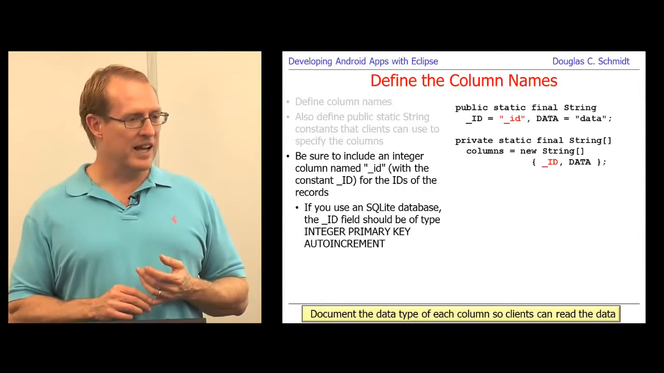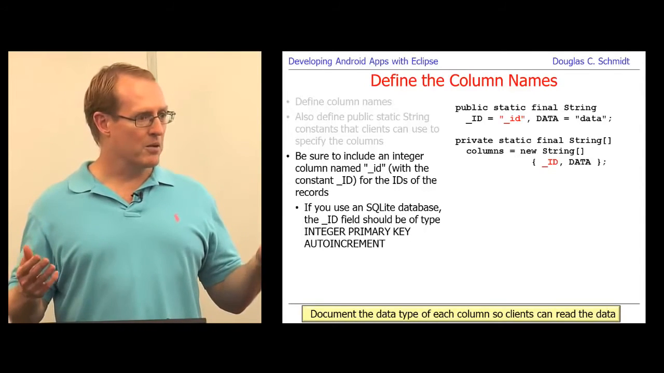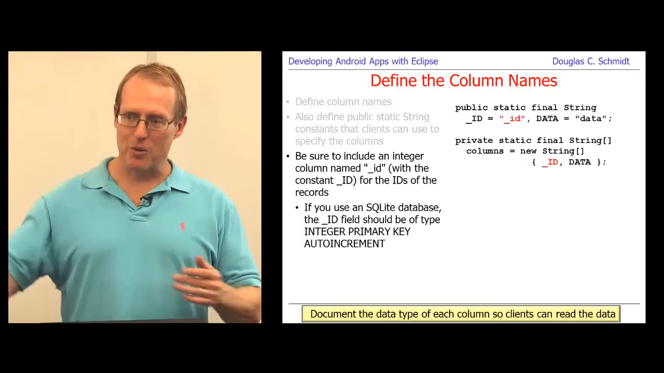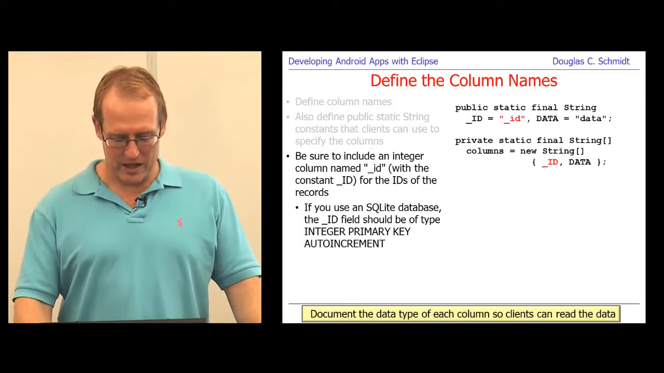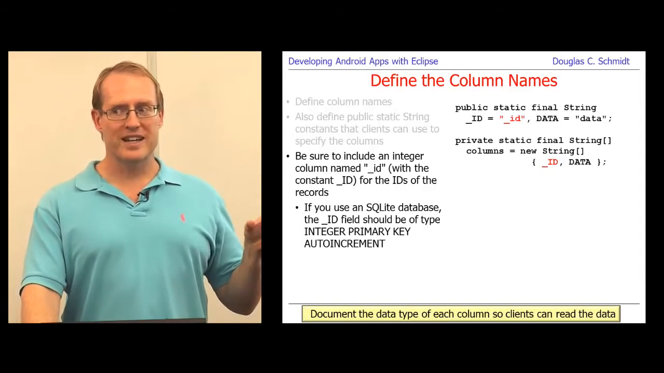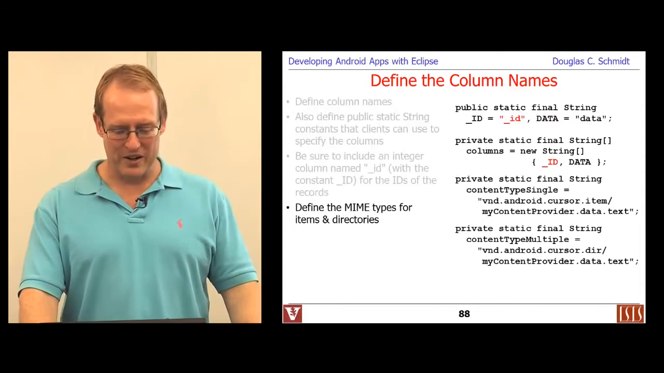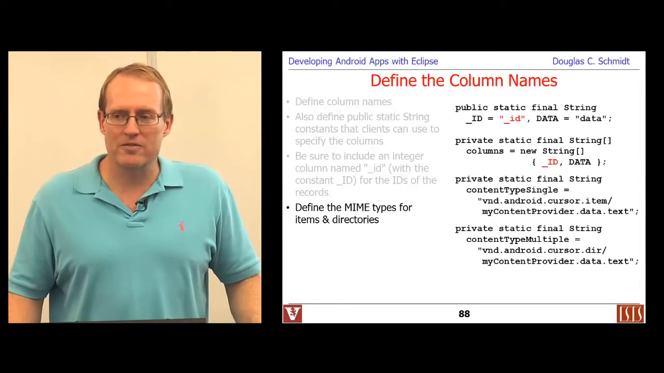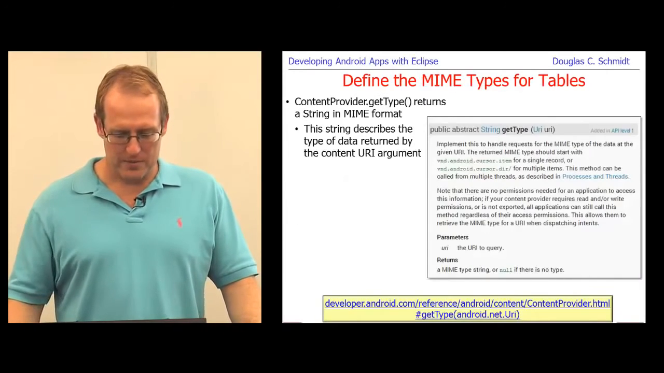The ID field is typically of type integer, primary key, auto increment, which means every time you use it, it goes up by 1 automatically. So you have this unique, monotonically increasing number that keeps track of each row individually. And of course, it's a good idea to document this stuff so people know without too much effort what is going on here. And then you often want to define various fields, data members for the MIME types. We'll talk about those next.